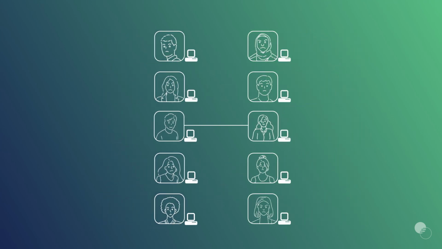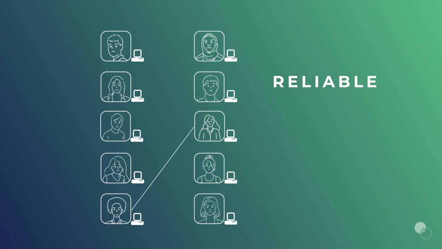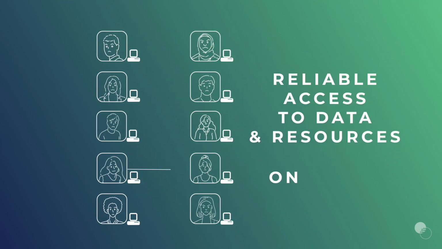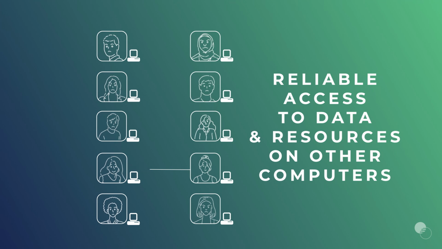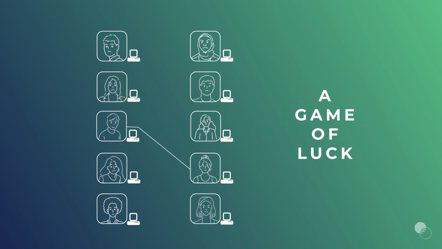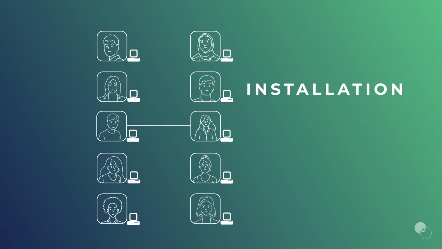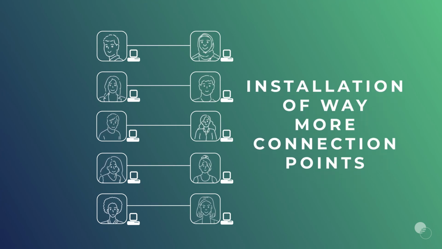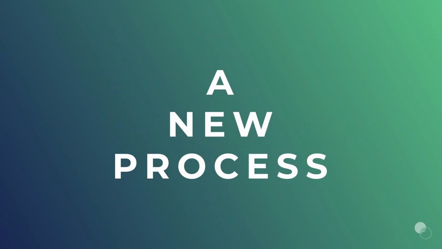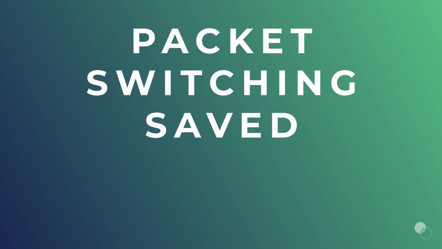So now let's take this same scenario and imagine it in the context of a computer network. The usability of this network was very much built upon the idea of reliable access to data and resources on other computers. But if it was basically a game of luck as to whether you would have an open line available to you, then the solution was either the physical installation of way more connection points at incredible expense, or the designing of a new process. And this is where packet switching saved the day.